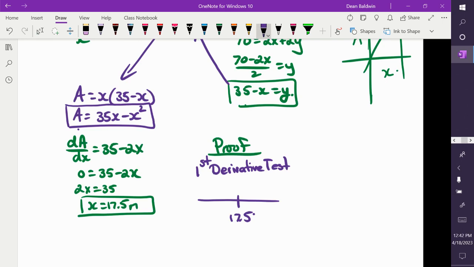So if I put 0 into the first derivative, this is the first derivative. Do I get a positive or negative answer? Positive, right? Because the x will just go away. So I will say dA/dx is positive, which means the function is going up.